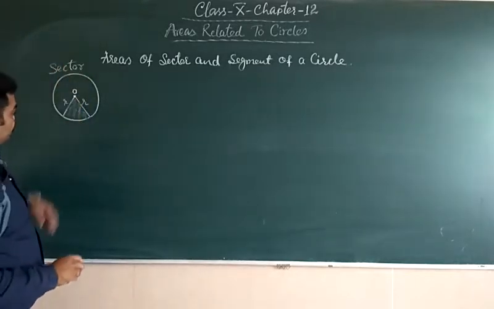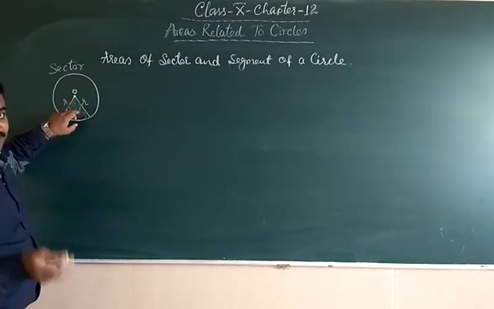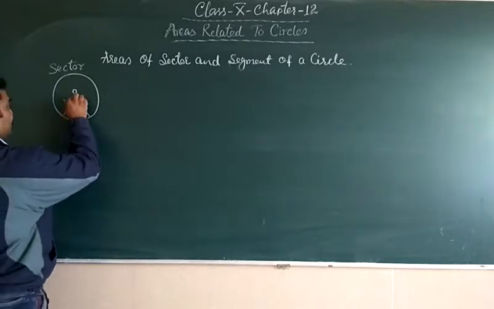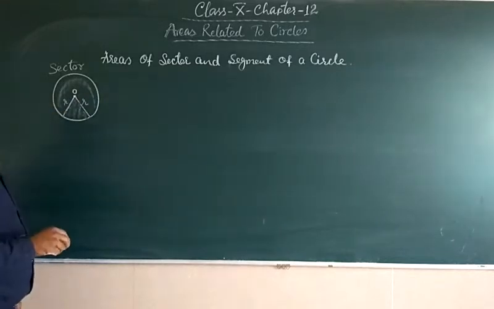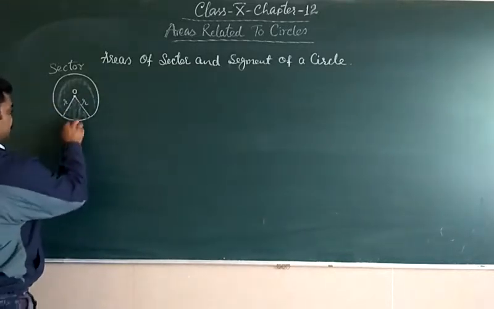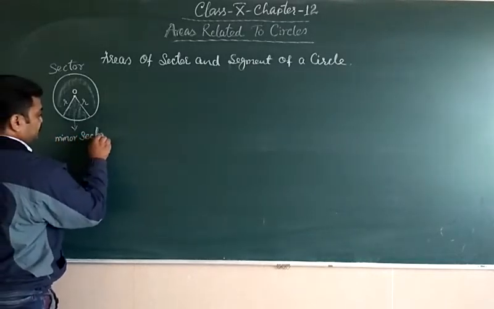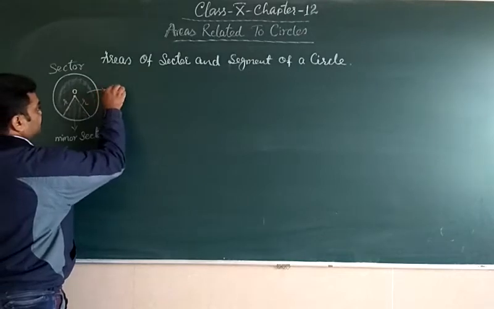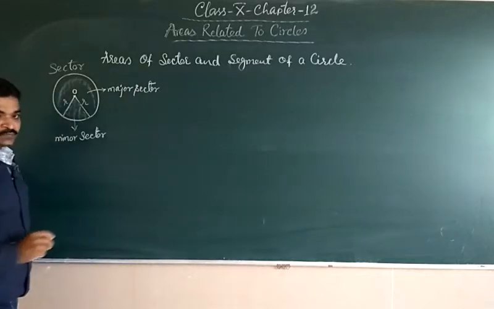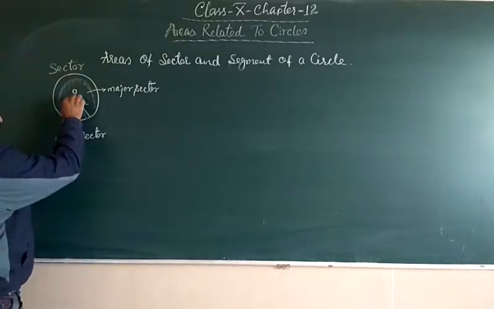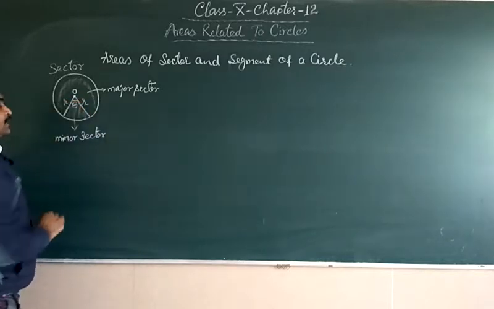But this is small, that means this is called minor sector. And this full area is the major sector. This is called minor sector and this is called major sector. Clear? These two radii subtend an angle theta at the center.